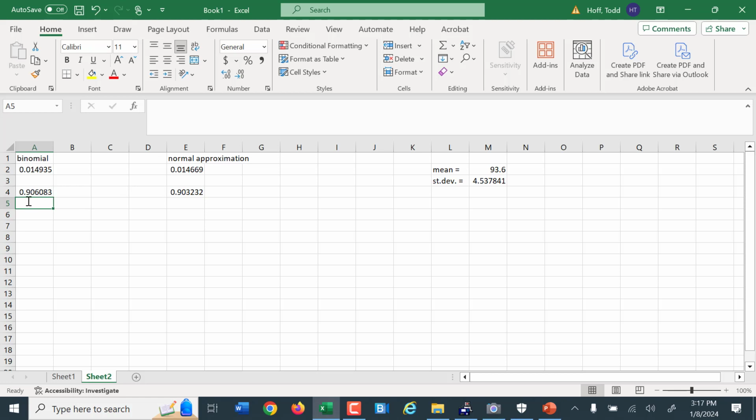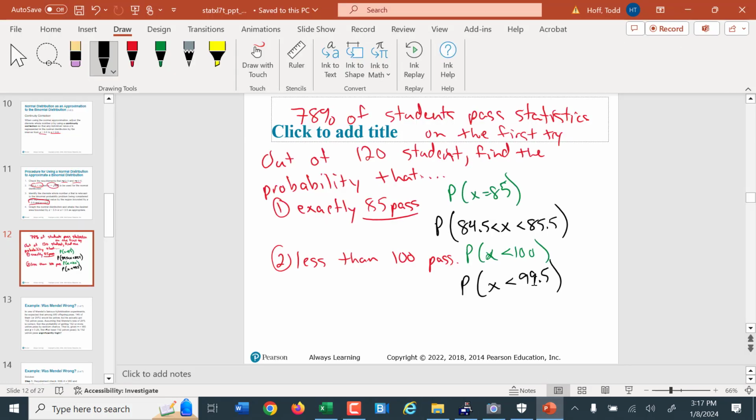And there we get 0.9061 to 0.9032. Again, pretty darn close to the same value. So the reason I had to change that to 99 is this here, to enter it into Excel, Excel only accepts it in the form of being less than or equal to. So that's the probability that x is less than or equal to 99, because the 100 is not included in that.